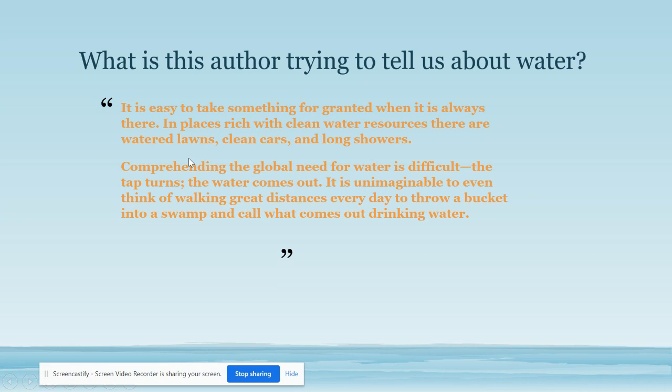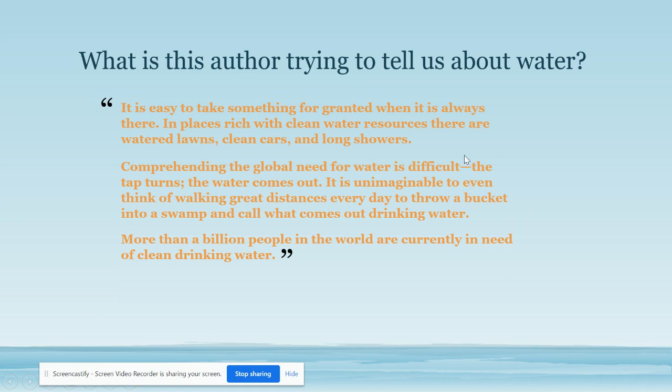So this is something people have to do in our world, while we can just turn the tap on, which is like your sink faucet, or you can put your cup up to the refrigerator door and water comes out. But some people have to walk a really long way and throw a bucket into a swamp and call it drinking water. More than 1 billion people in the world are currently in need of clean drinking water. So, what are we thinking the author is trying to tell us?